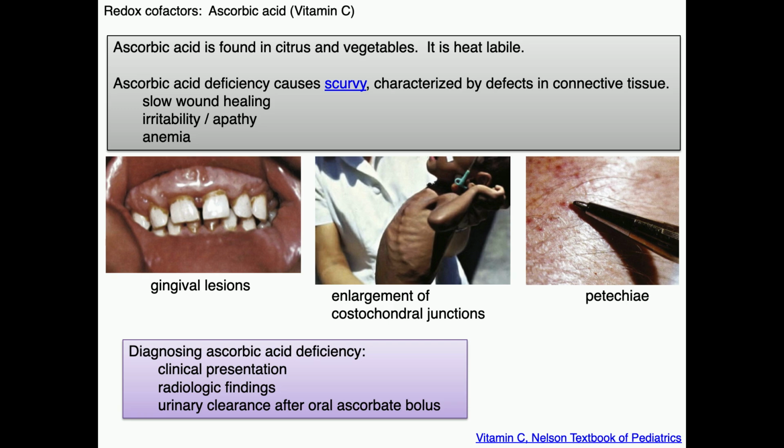You can also give a person a large dose of oral vitamin C and then see how much of it they urinate out afterwards. Okay, if you give them a lot of vitamin C and they're peeing it all out, the interpretation there is that they have plenty of vitamin C. Okay, if you give them a large dose of vitamin C and they don't pee it all out, that means their body is starved of vitamin C. Okay, questions on vitamin C?